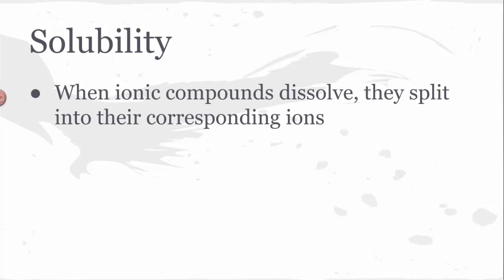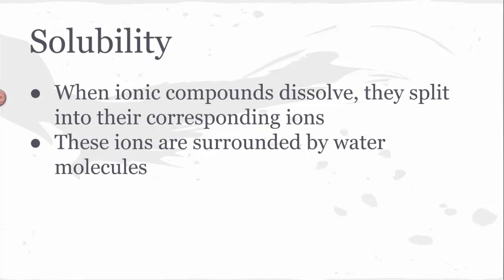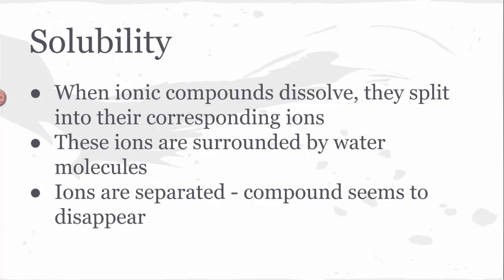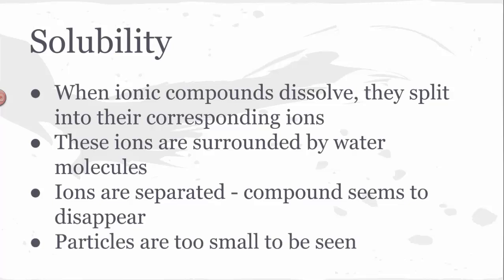When ionic compounds dissolve, they split into the corresponding ions that make them up. That's the first thing we want to understand. The ions themselves are surrounded by water molecules and they're separated from one another. So they can't stick together anymore because the water molecules are surrounding them and separating them. And if they can't stick together, they can't form solid crystals, precipitates. So the compound seems to disappear because the particles, these ions surrounded by water molecules, are too small for you to see them. So it looks like they're just gone. But in fact, they're just separated into very, very tiny little particles.